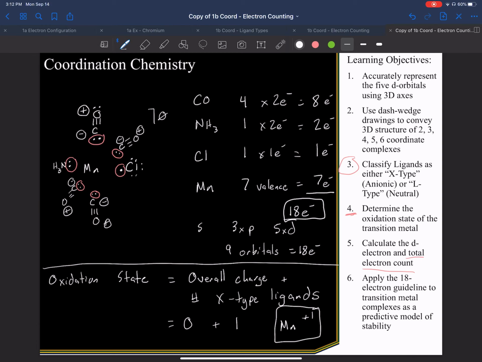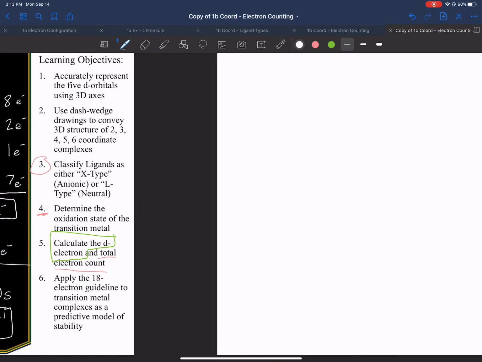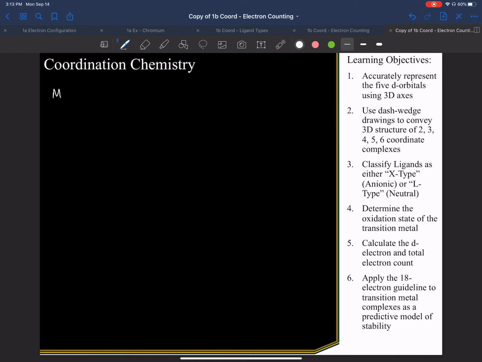Right? This is our oxidation state of the metal, and this can be important for determining reactivity, and this is something we're going to be kind of using throughout the quarter. So now we can figure out the total electron count for our system, and we can determine the oxidation state of the transition metal, and that just being the overall charge and the number of X-type ligands. So if we're looking at this as kind of a checklist here, the last thing that we need to figure out how to do, right, is calculate our d electron count.